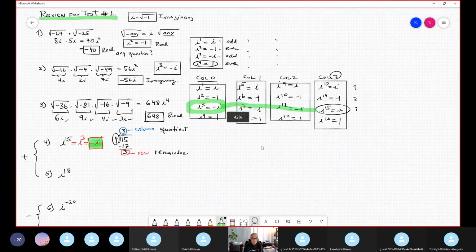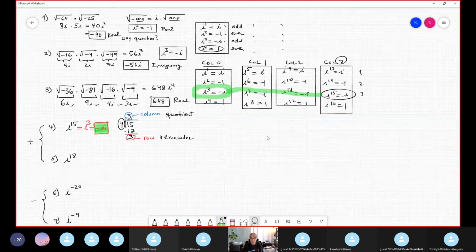To avoid this too long process, suppose I put in the test i to the 450. Are you doing this diagram? No. You divide by 4 and take the remainder. And that's it. Let's do it now.